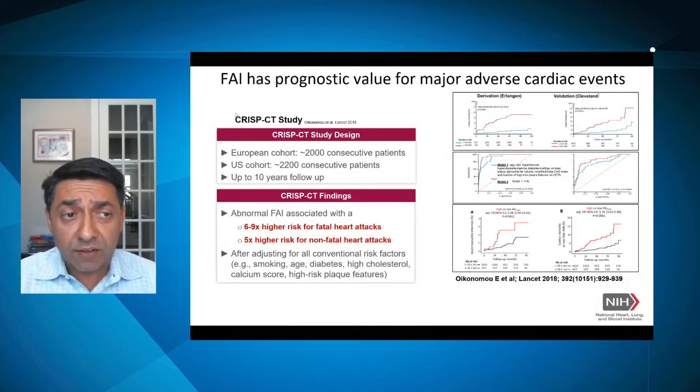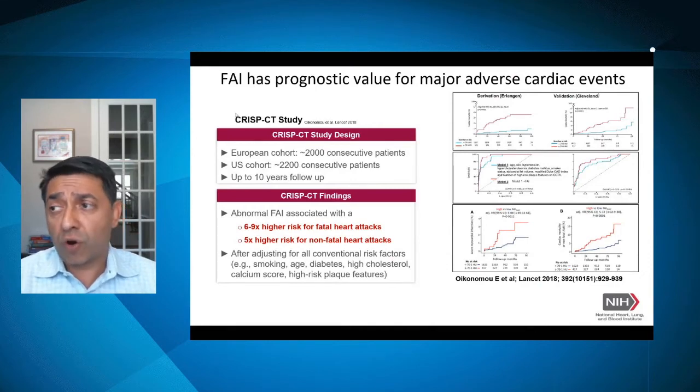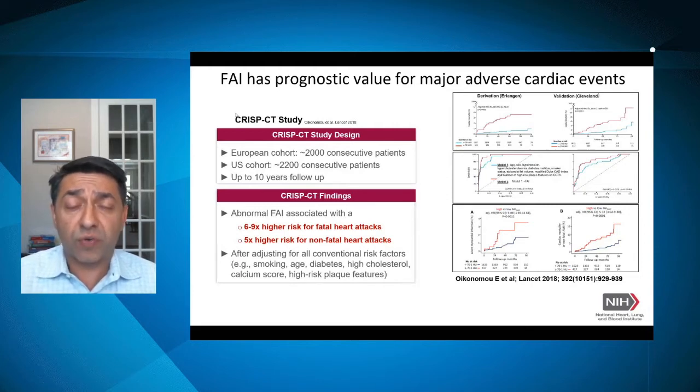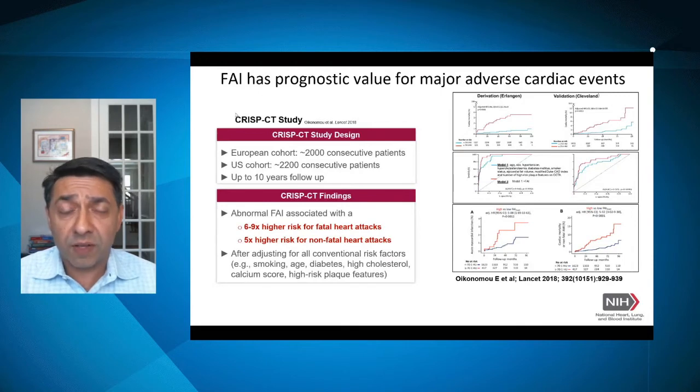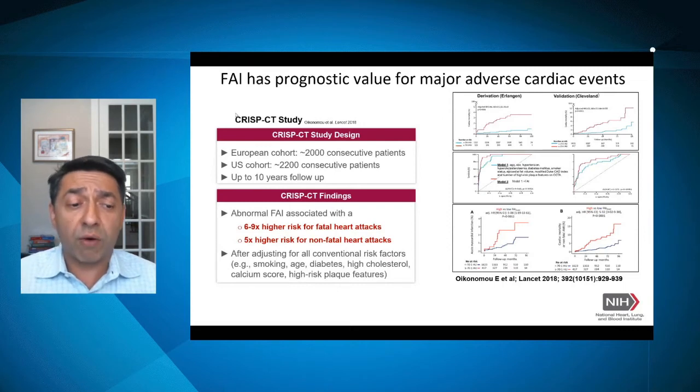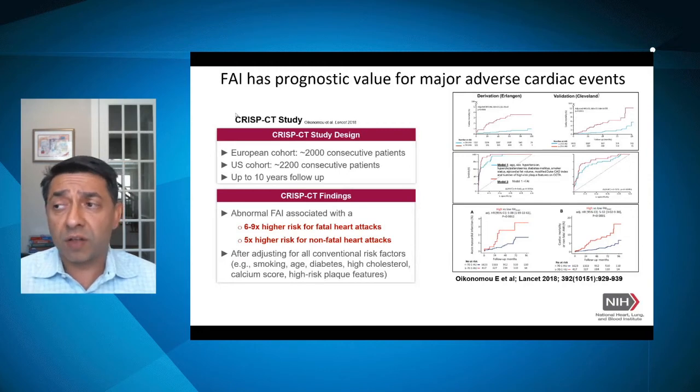When this fat attenuation index is present and it's abnormal, it has prognostic value for future adverse cardiovascular events. This cohort consisted of European as well as United States patients, totaling over 4,200 patients. And what the findings were that when there was an abnormal amount of fat attenuation, there was a 6 to 9 times higher risk of fatal heart attack and a 5-fold risk for non-fatal heart attack. In fact, the European Society of Cardiology and the British Heart Foundation called this a game changer, noting that beyond high-risk plaque features, beyond the traditional risk factors, including calcium scoring, FAI had prognostic value.